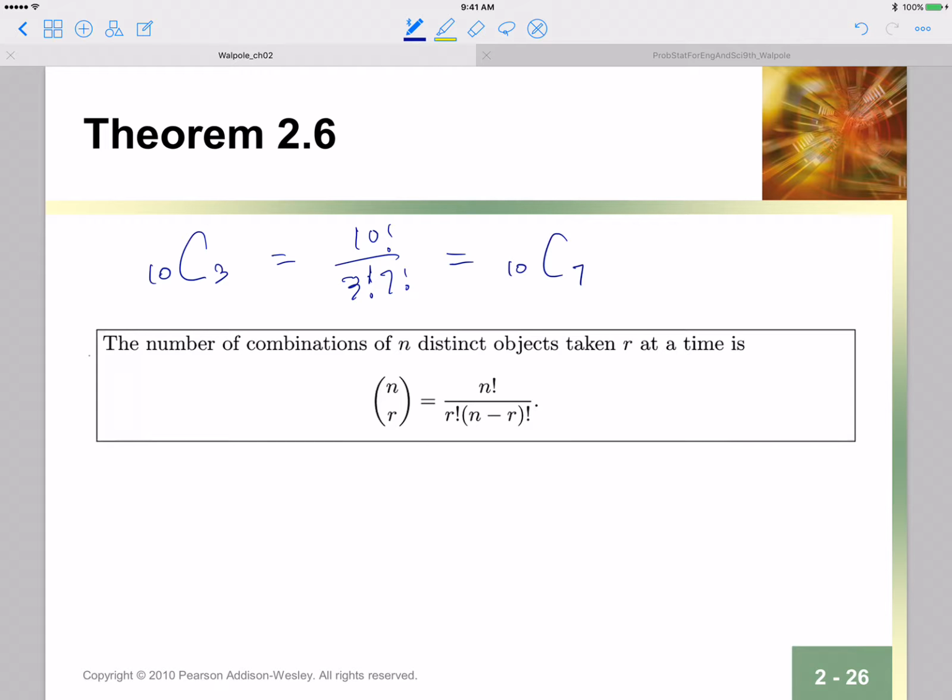selecting 3 items out of 10 without considering the order. Okay, again, selecting 3 items out of 10 is exactly the same as selecting 7 items out of 10. In the first case we picked 3 items, and it's exactly equivalent to selecting the 7 items that are not selected, or that remain in the back. So that way these two are the same.